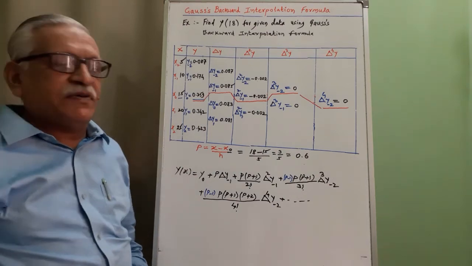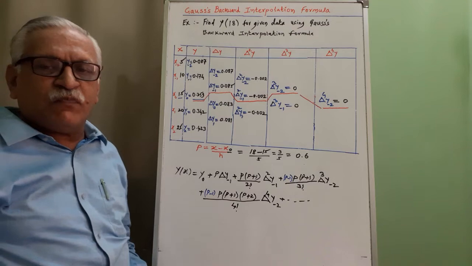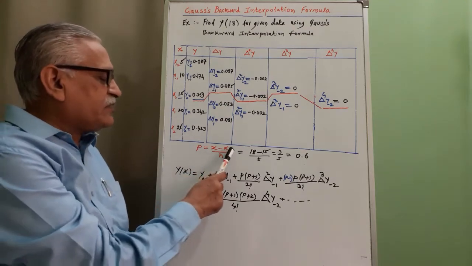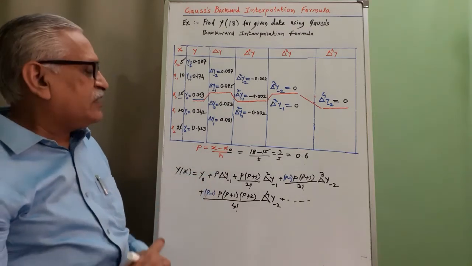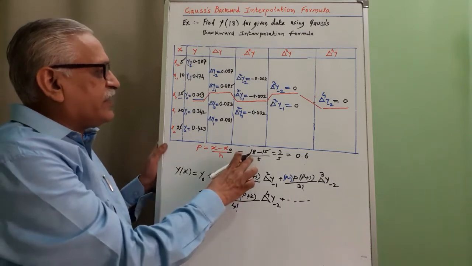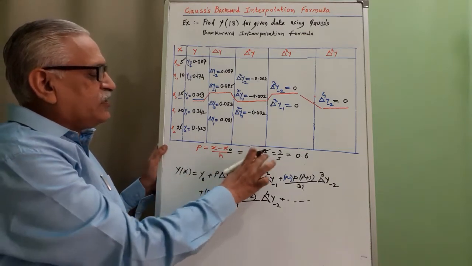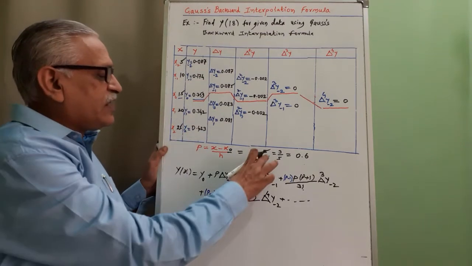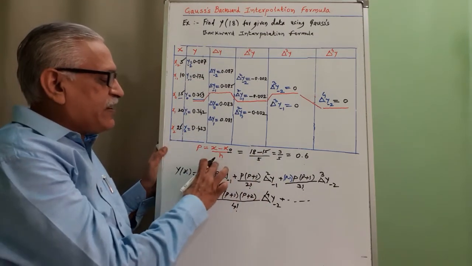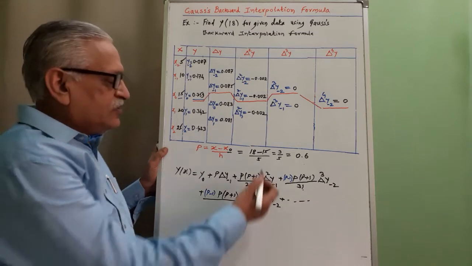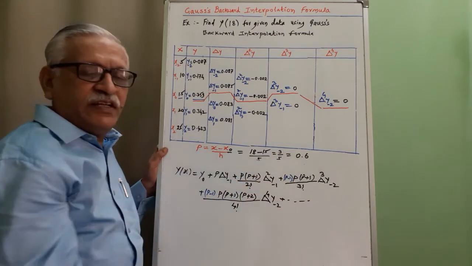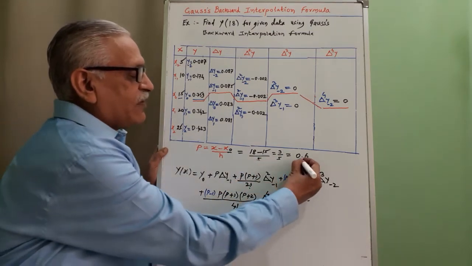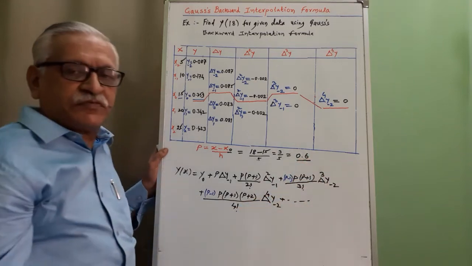After preparing this table, we require to find the value of p as x minus x0 by h. Value of x is 18, x0 is 15, the central value we consider as x0, here that value is 15, divided by h, which is 5. 18 minus 15 we get 3, 3 divided by 5, that value is 0.6.